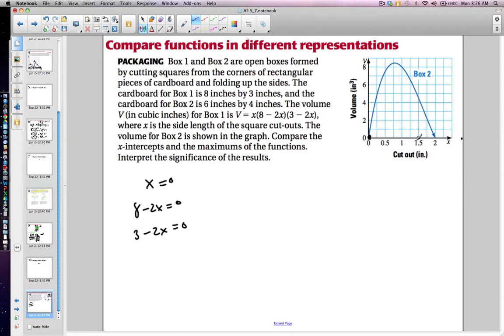So I know I've got these points, but what I want to find is my maximum up here. If I were going to do this by hand, I could try doing an input-output table, 1. So if I have 1 times 8 minus 2, 1 times 6, times 3 minus 2 times 1, that would be 6. So I know at 1, I'll be at 6. But I don't really know if that's the maximum. In fact, I rather suspect that it's not. I would expect it to be somewhere halfway between 0 and 1.5.